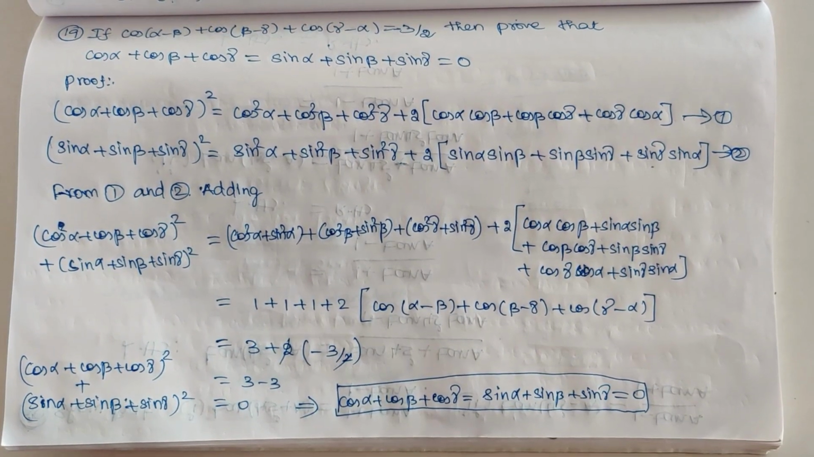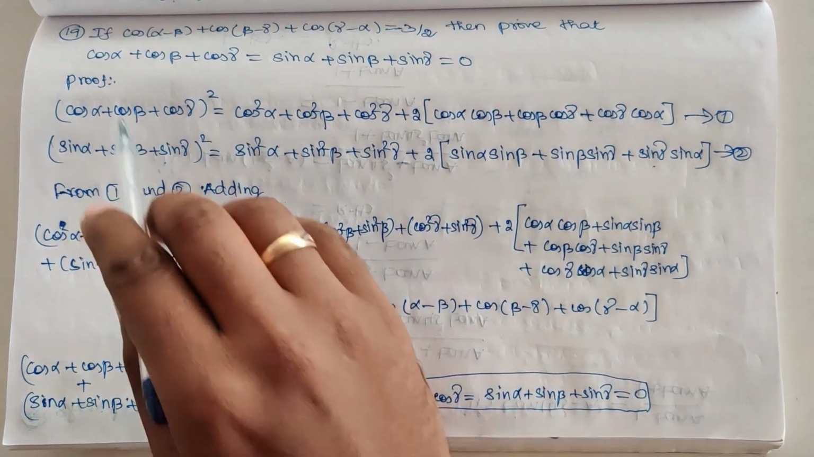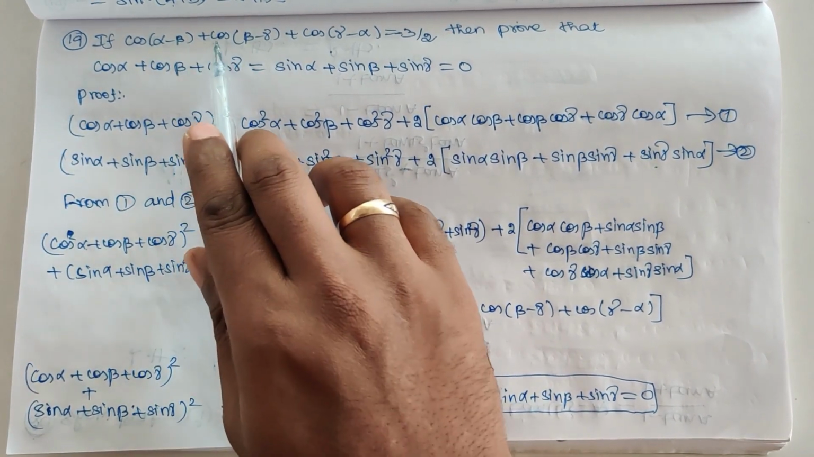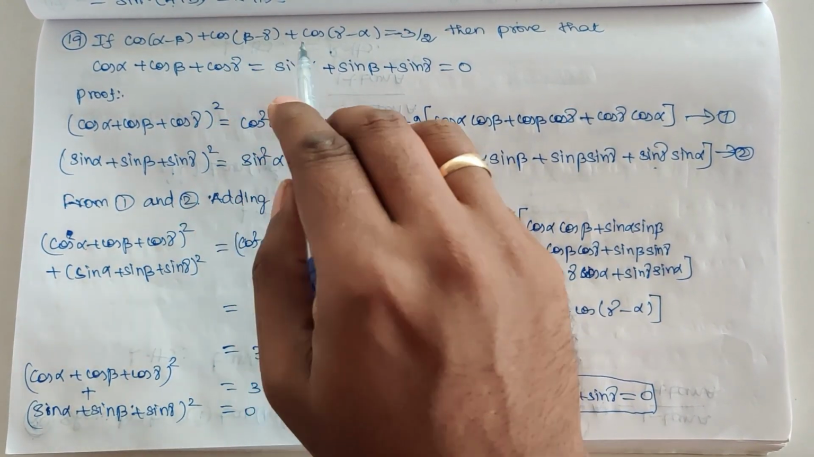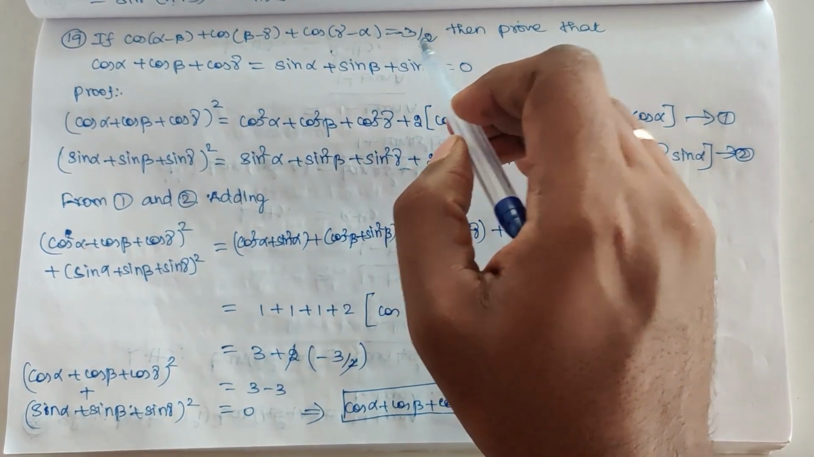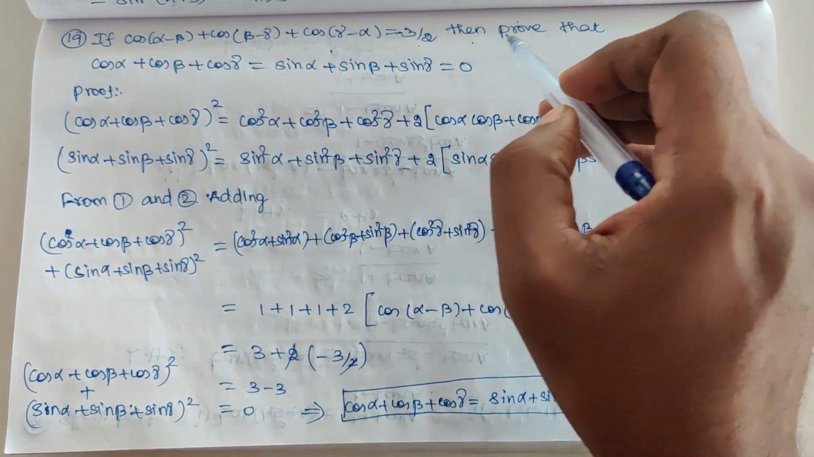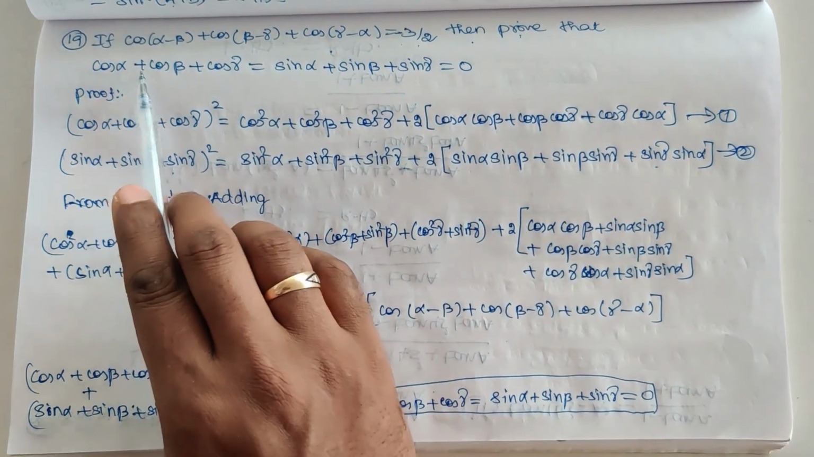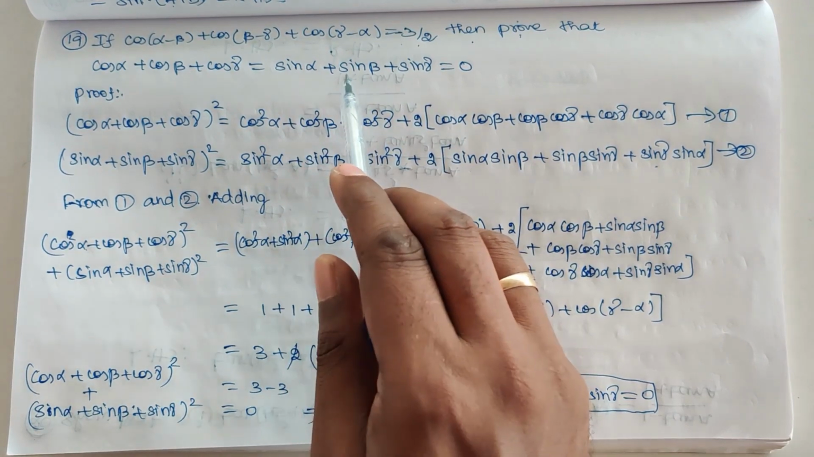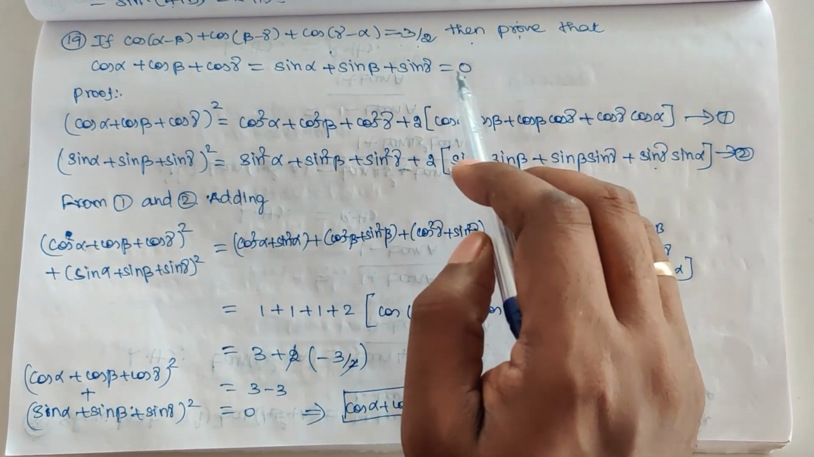Hi children, now we are going to discuss question number 19. If cos(alpha minus beta) plus cos(beta minus gamma) plus cos(gamma minus alpha) is equal to minus 3 by 2, then prove that cos alpha plus cos beta plus cos gamma is equal to sin alpha plus sin beta plus sin gamma is equal to 0.